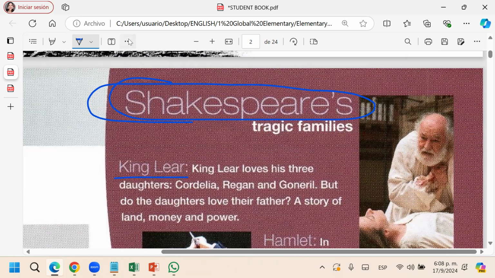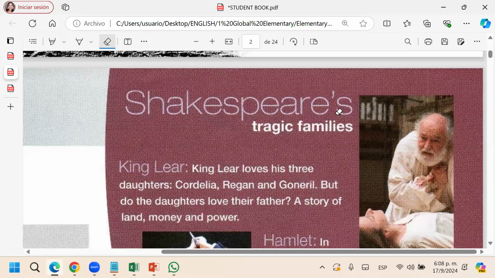Who wants to read the first? The King Lear family. Jose? Let's see King Lear. King Lear loved his 3 daughters, Cordelia, Regan, and Goneril. But do the daughters love their father? A story of land, money, and power.